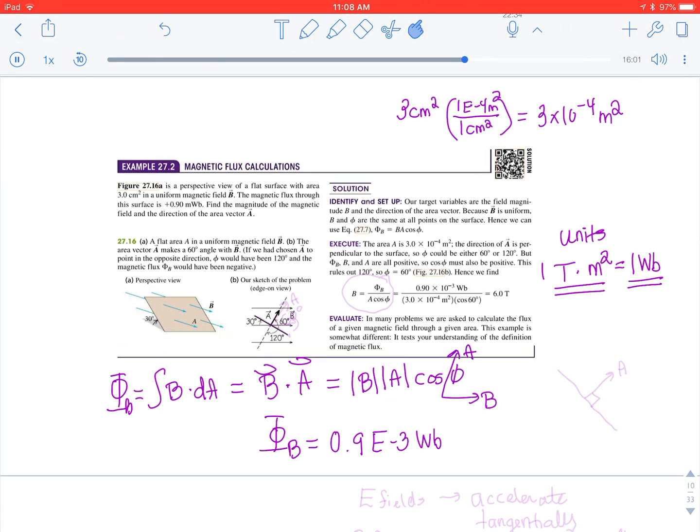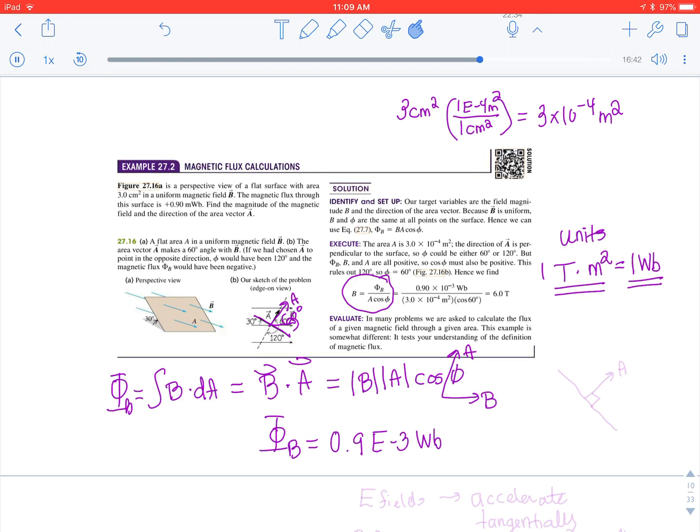And so basically all we have to do is use a rearrangement of this equation. We're going to take the flux, divide by the area, and divide by cosine 60. So let's talk about that cosine 60 for a second. What's going on here is that your area vector is always going to be perpendicular to your surface. So if this is my area surface, you have to pay attention to the fact that the area vector is perpendicular to the surface. And so if you set that up, you recognize there's an angle of 30 degrees, which means the angle between the B field and the area vector is actually 60 degrees. So you're going to end up with cosine 60.